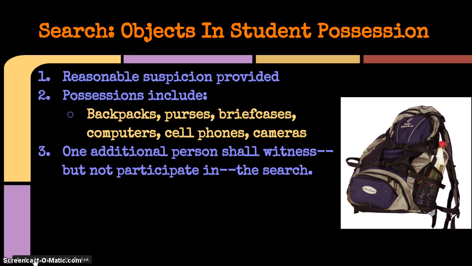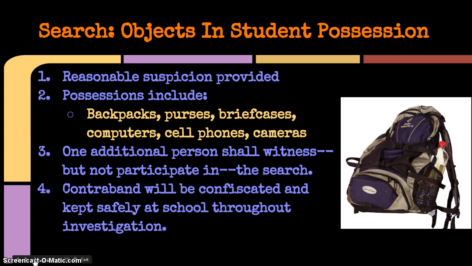The rules state that one additional person has to be a witness. They don't participate, but they do witness the search, so it doesn't turn into a he said, she said sort of issue. And what happens if they do find contraband is that it's confiscated and kept safely at school until the investigation is complete. It might be returned to parents if the issue is resolved, or it might go into the possession of the police, just depending on the issue.